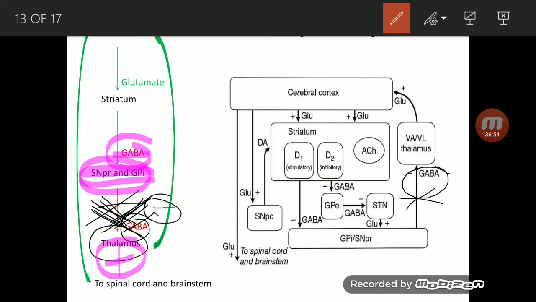It gets activated. So generally what was happening? Generally GABA was getting secreted from your substantia nigra pars reticulata or your globus pallidus interna into your thalamus. Because of secretion of GABA, your thalamus was getting inhibited. Due to inhibition of your thalamus, glutamate was not being secreted back into your cerebral cortex.